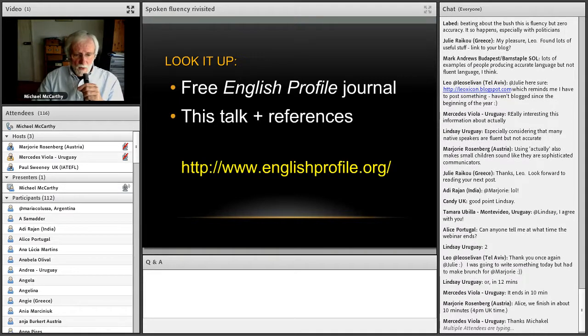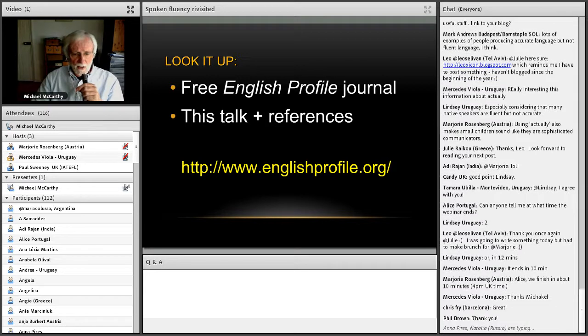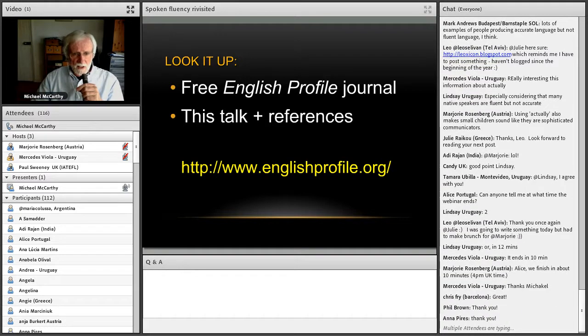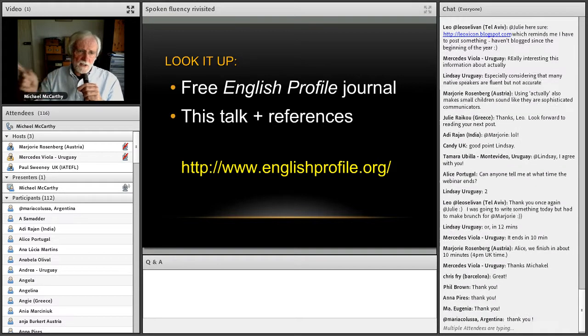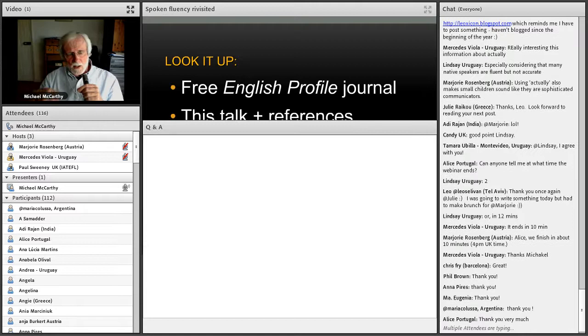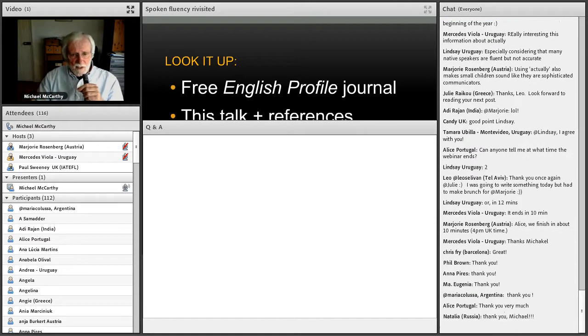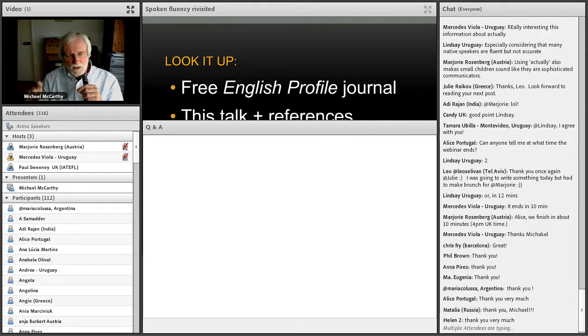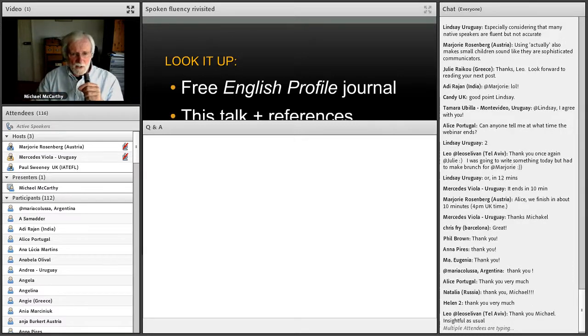There's a technical question first from Lindsay in Uruguay. What do the frequency numbers mean on the 3-word chunks slide? These are the number of occurrences of these chunks in the data set. It's as simple as that, really. And you have to remember that there will be a great difference in frequency between the occurrence of single words and the chunks. The longer the chunks, the lower the frequency.